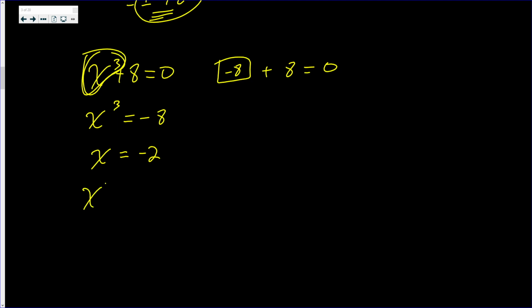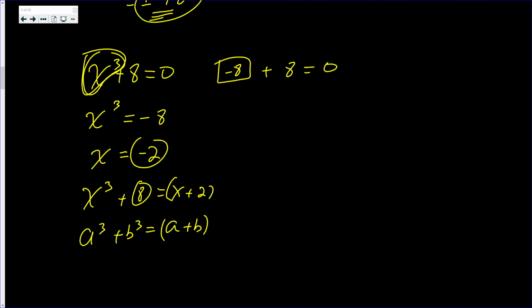So what I just learned was that one of the factors of x cubed plus 8 is x minus that root. It's x minus that number, which becomes x plus 2. What's the other factor? Keep in mind that 8 is 2 cubed. Well, if you have a cubed plus b cubed, this factors to a plus b times a squared minus ab plus b squared.